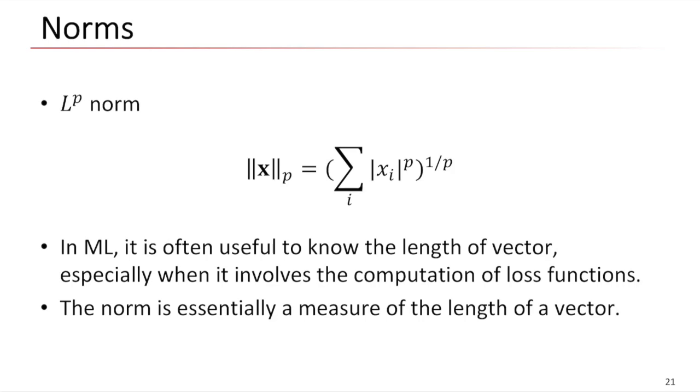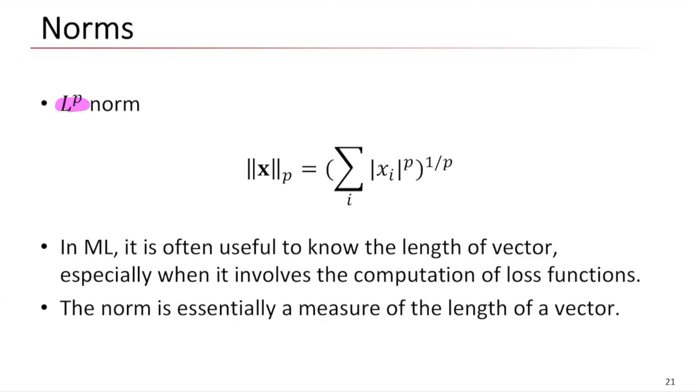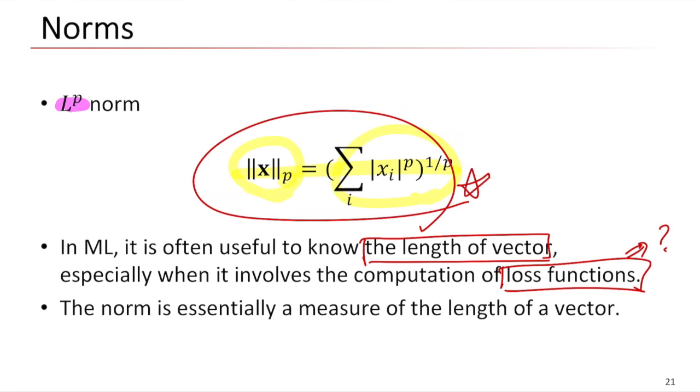So there are many popular norms that satisfy these three properties. One of the most popular ones is the Lp norm. It is notated like this with subscript p. So the general form of the Lp norm is like this. Okay, in the machine learning or deep learning area, it is often used to know the length of the vector, similar to the distance. So especially when it involves the computation of the loss function. We can study what the loss function is later, but anyway, we generally use the Lp norm like this in machine learning.